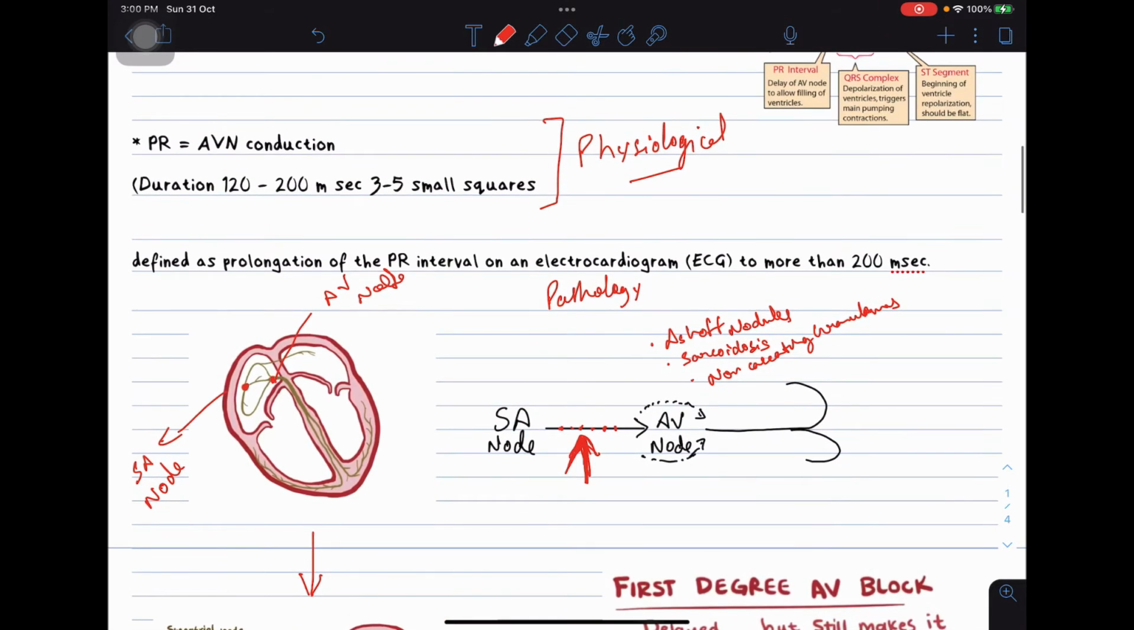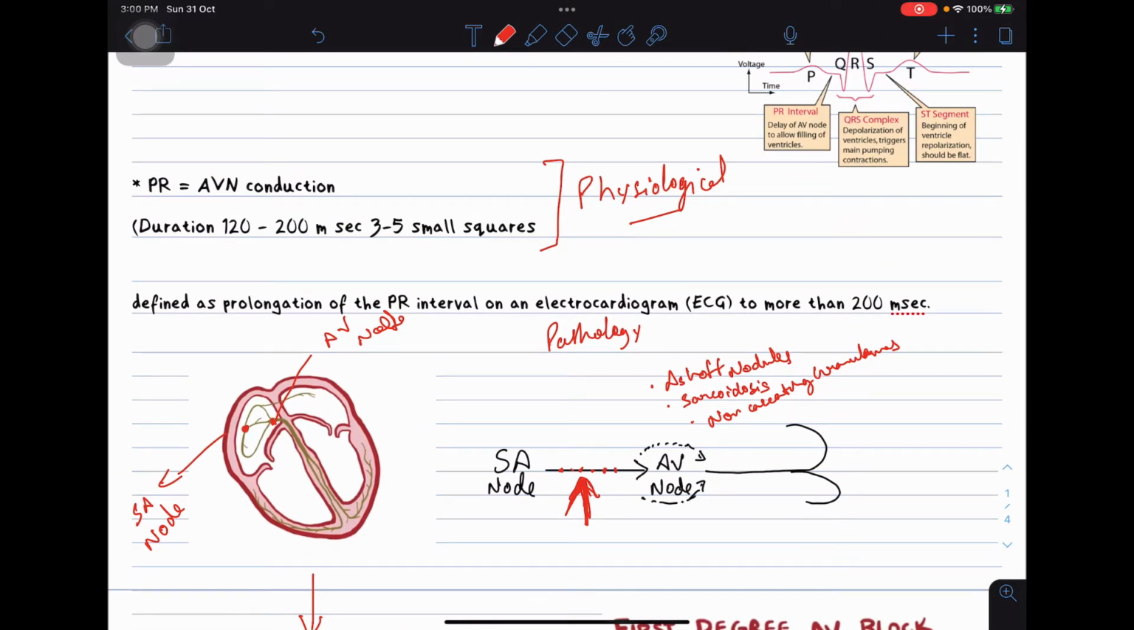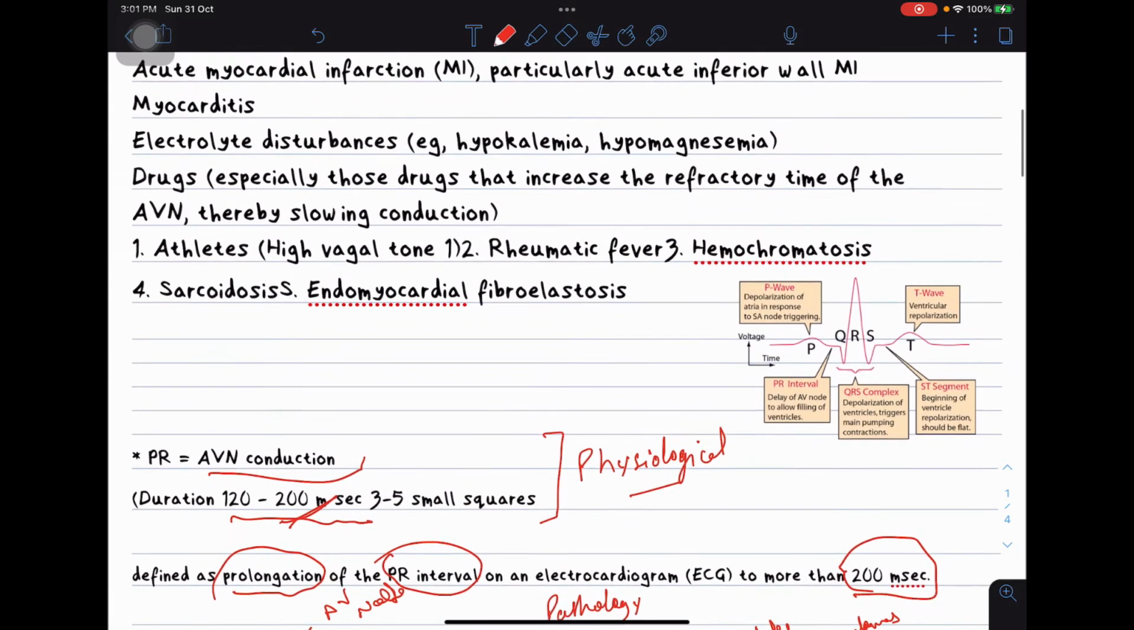The PR interval denotes the atrioventricular node conduction, and the normal duration is 120 to 200 milliseconds, which equals 3 to 5 small squares. But in the case of first degree heart block, there is a prolongation of the PR interval to more than 200 milliseconds. So the physiological range is 120 to 200, but if it is more than 200 milliseconds, that can be the reason of the first degree heart block.